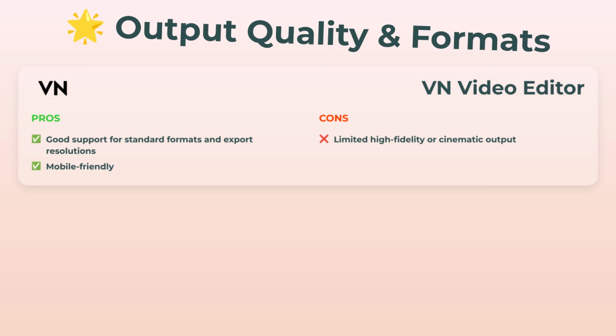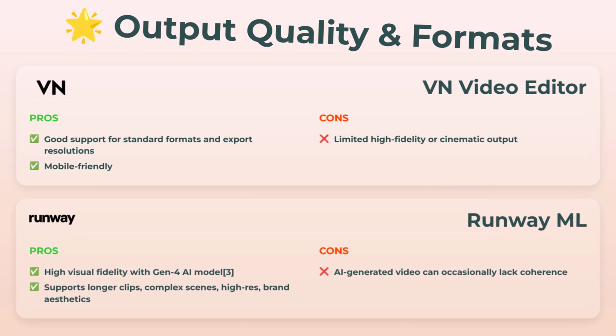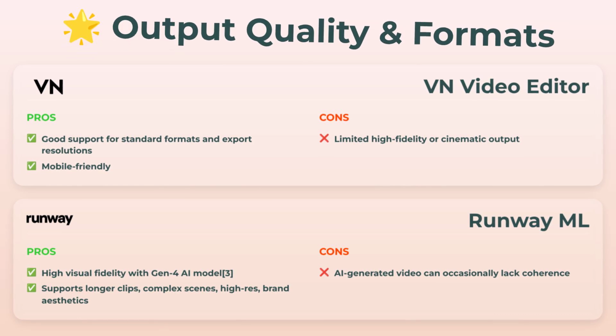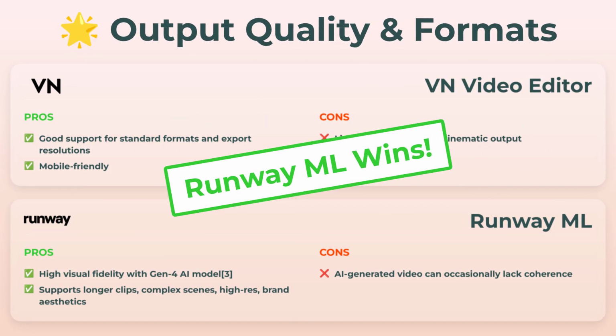Meanwhile, Runway ML, this is kinda bonkers. Gen 4 AI model means your videos have visual fidelity you wouldn't expect from a browser tool. You get longer clips, high-res scenes, brands can dial in their aesthetics, the works. Sometimes the AI can get a little weird with coherence, but it's honestly still next level. Runway ML walks away with the win for quality.